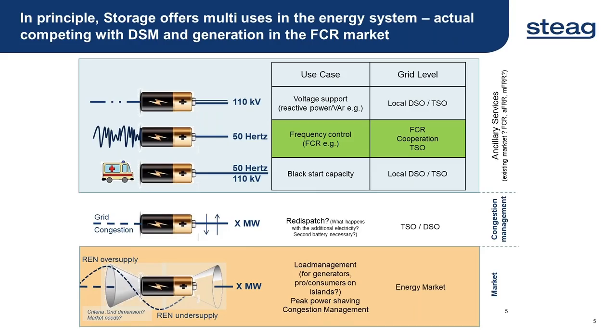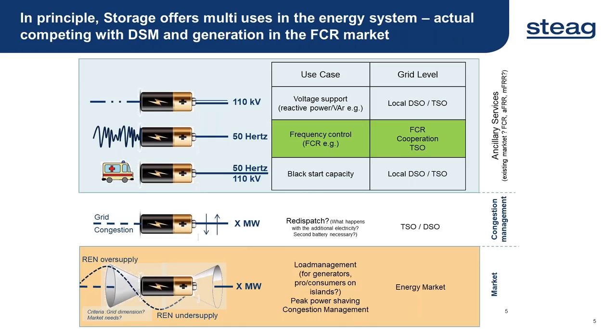So we have seen quite a lot of examples and use cases for storage already. Interesting is that most of the batteries which are installed were just in the frequency control market, but there are more ancillary services which could be defined. There could be a market for this in voltage support, backstart capacity, and so on. We do not see that batteries are good for congestion management.